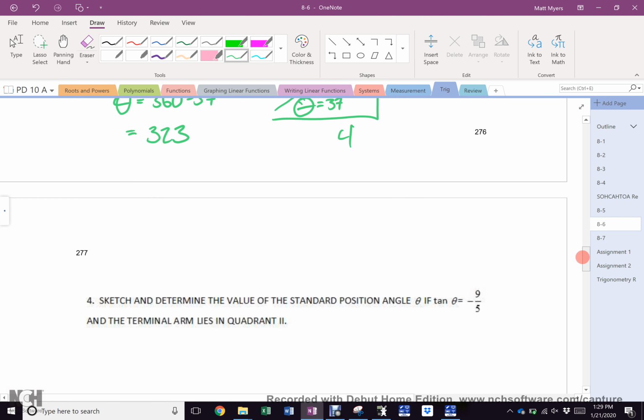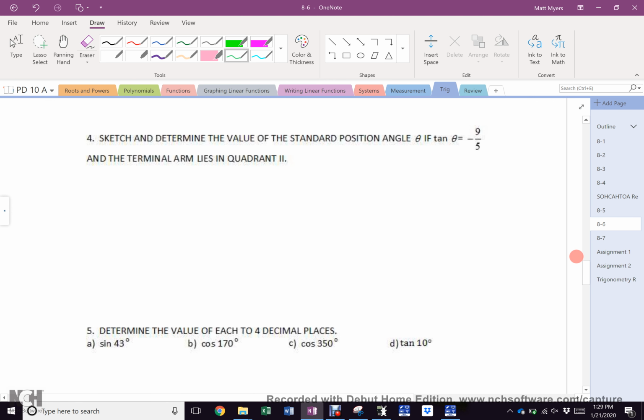All right. Turn the page over. Let's see if we can figure this one out. The terminal arm lies in quadrant 2. Where's quadrant 2? Up here. It's going to be somewhere up here, yes? And tan is -9/5, yes? And tan is y over x, correct? Okay. So if I've got to be out here, where's the negative going? X. -5, 9. And that is what it would look like. Agreed?